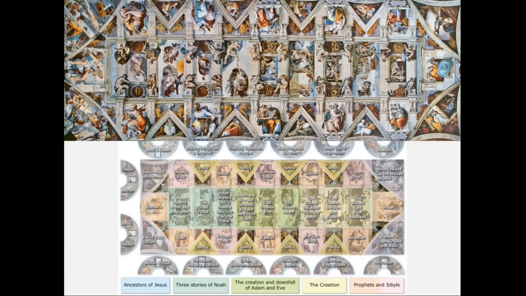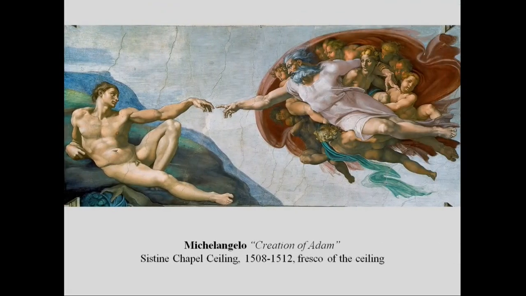So here is the scheme of the topics displayed on this ceiling. One of the most famous compositions is the Creation of Adam. We can see the moment when God inspires Adam. He gives him his spirit, and so we see this contrast between the motion and energy of God and the weak gesture of Adam.